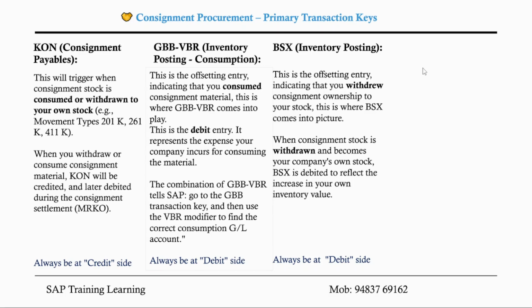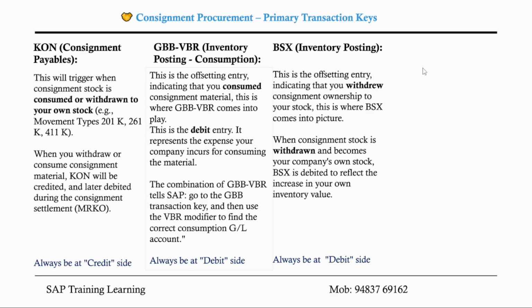For example, you do 201K, where you issue consignment stocks to your cost center. 261K, you issue the stocks to your production orders. 411K, you withdraw the ownership of the consignment stock to your stock. So when these three movement types are happening, this KON will trigger.